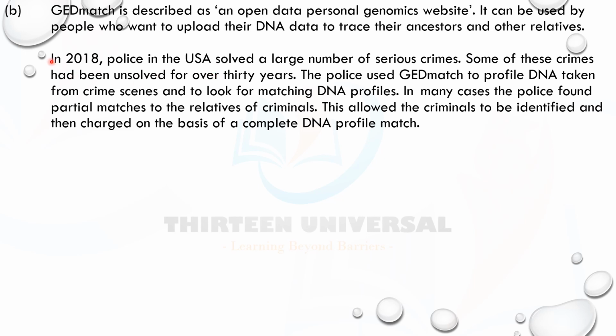Let's see what they have done. In 2018, police in the USA solved a large number of serious crimes. Some of these crimes had been unsolved for over 30 years. That means these criminals have been walking free, causing more havoc, and innocent people are paying for it. The police used GEDmatch to profile DNA taken from crime scenes and to look for matching DNA profiles. In many cases, the police found partial matches to relatives of criminals. This allowed the criminals to be identified and then charged on the basis of a complete DNA profile match.